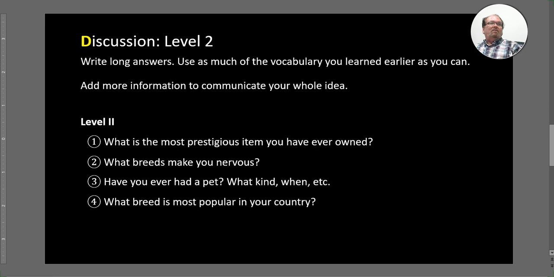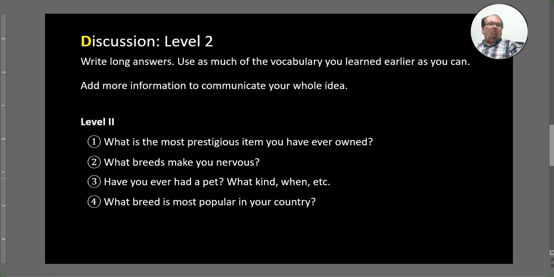So, use as much vocabulary as you can. This is level 2. Write long answers. I can't say that enough, because writing long answers, writing creates memory. So the longer you write your answer, the better your memory. That goes together. Okay? So what is the most prestigious item you have ever owned? This is an item, not a dog or a cat. Prestigious. Okay, that's vocabulary.